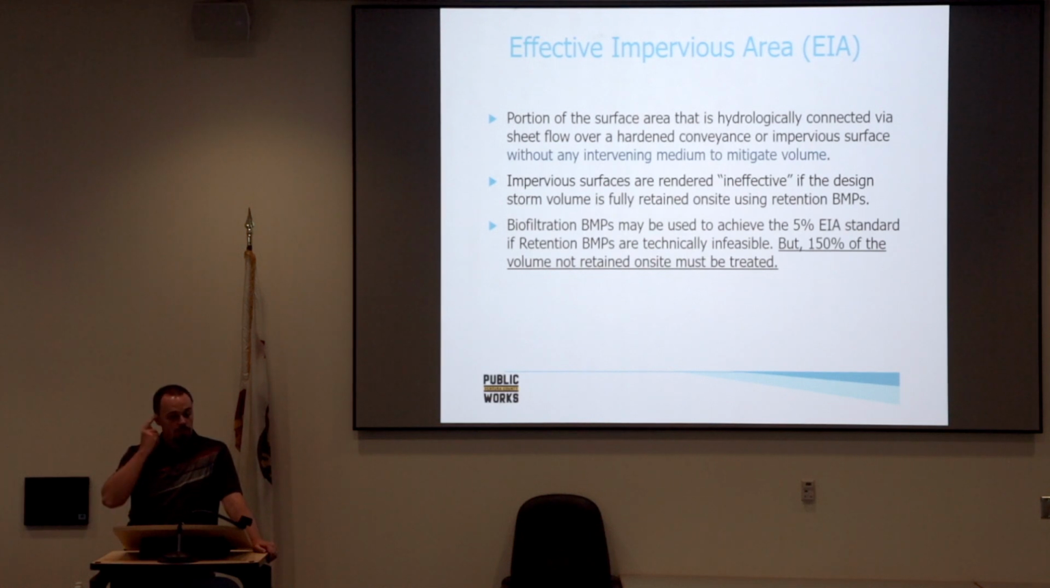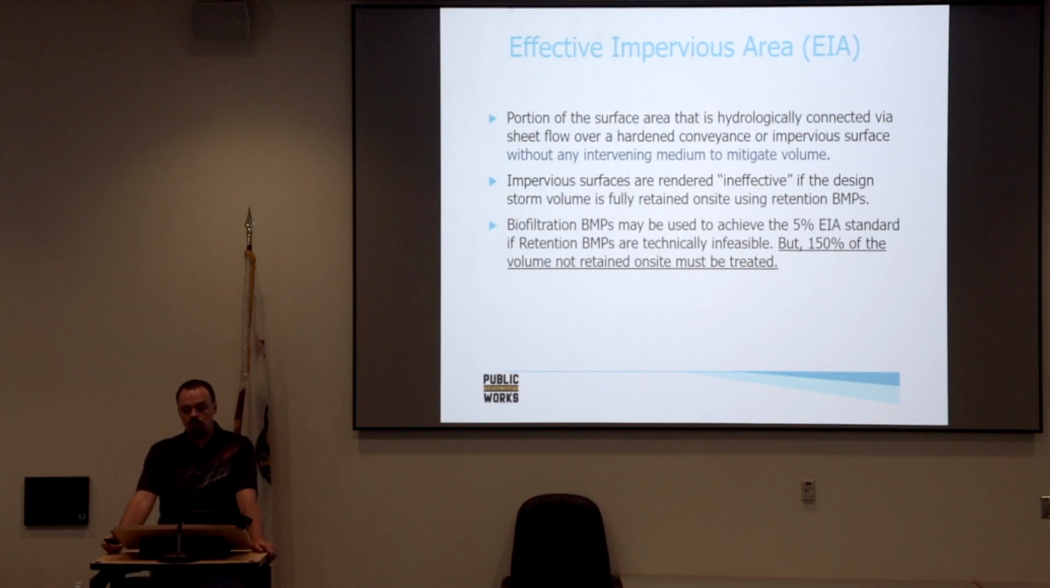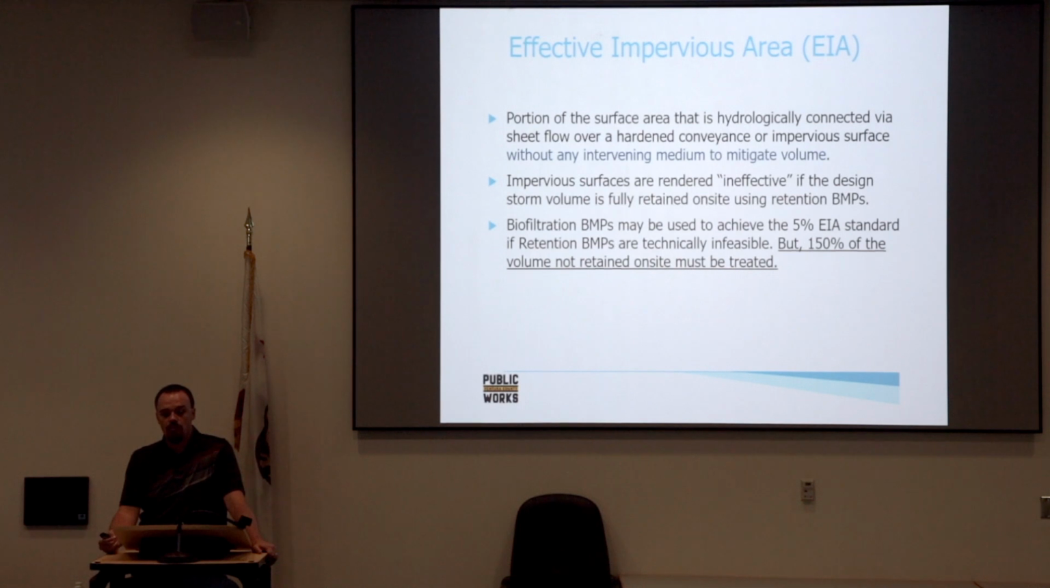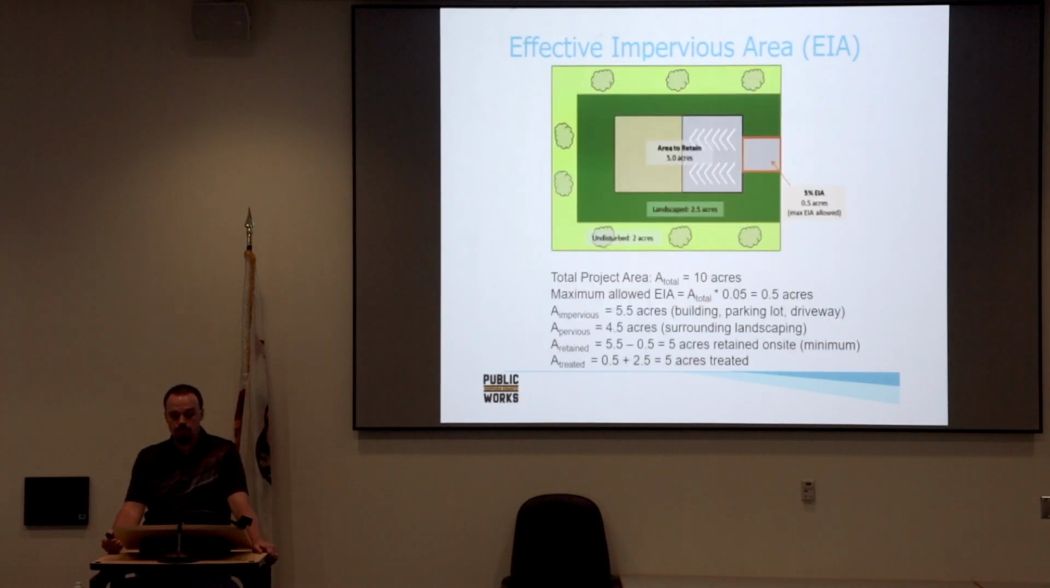The last point here on biofiltration BMPs: if you're not able to reduce the effective impervious area to below 5% using retention BMPs, then that's where that penalty comes in. If you go to biofiltration BMPs or other treatment devices, you have to treat 150% of that flow that wasn't retained on site.